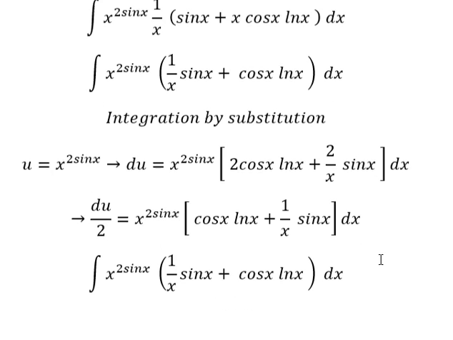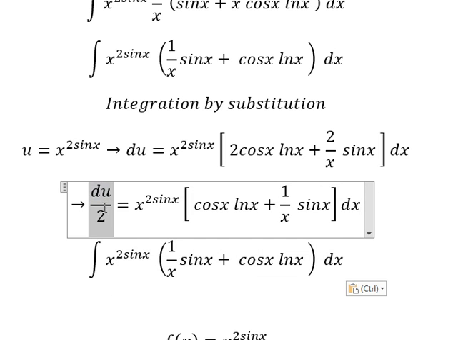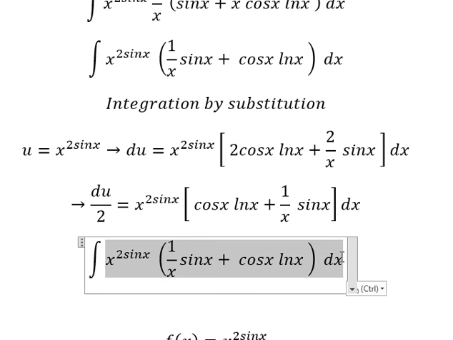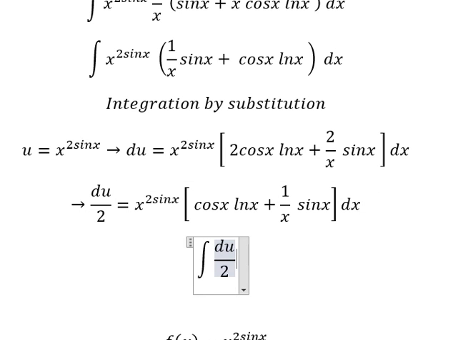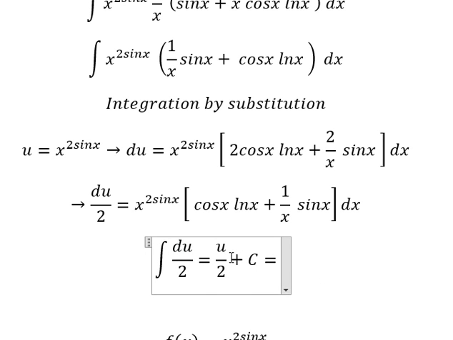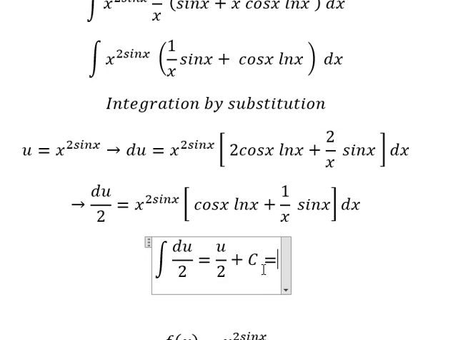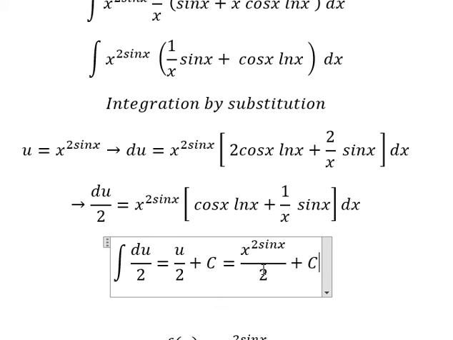So this one in here, we change by this one, du over 2. The integration of du, we have u. About u, that is about this one. This is the end. Thank you for watching.